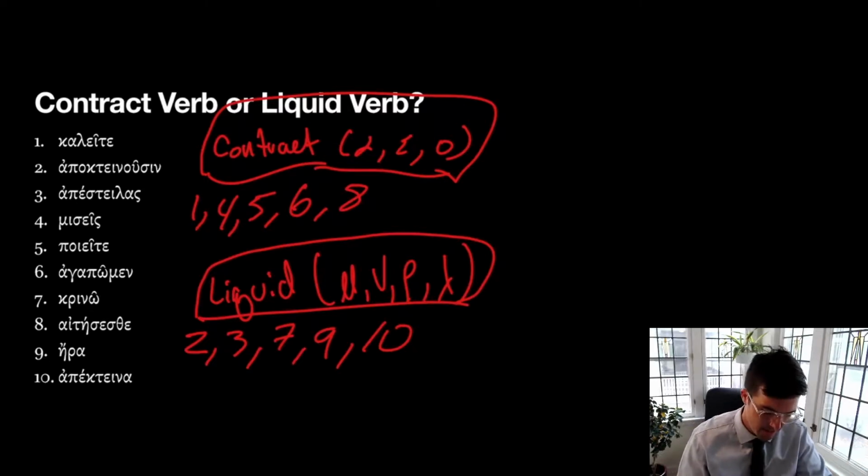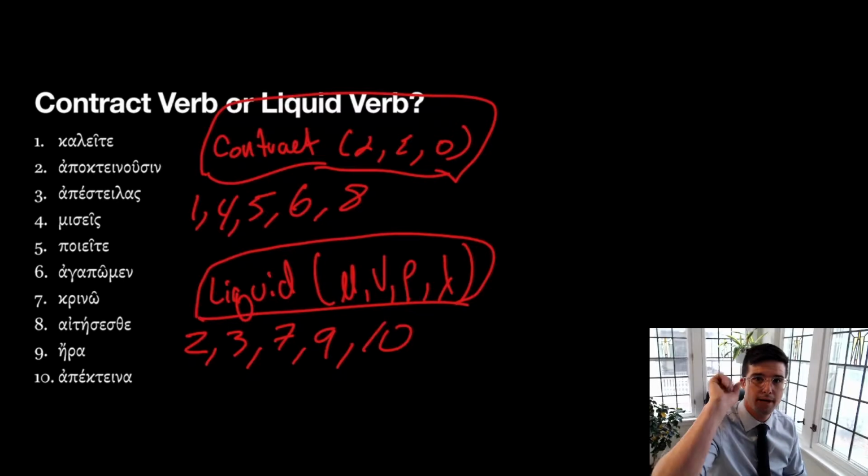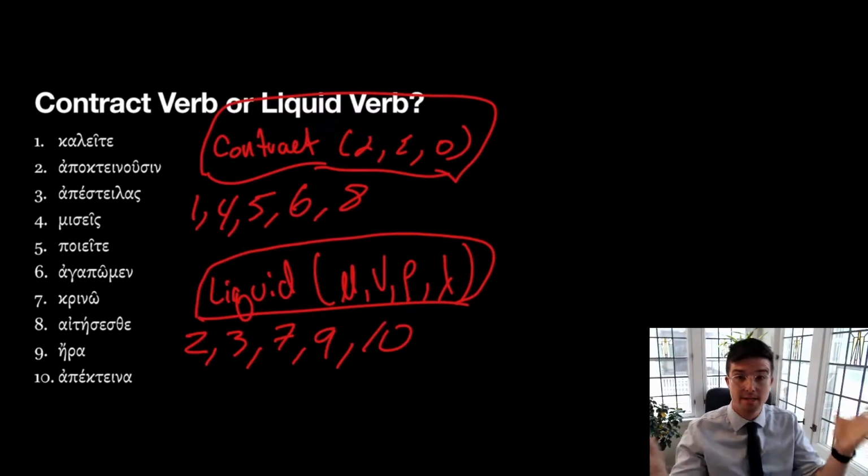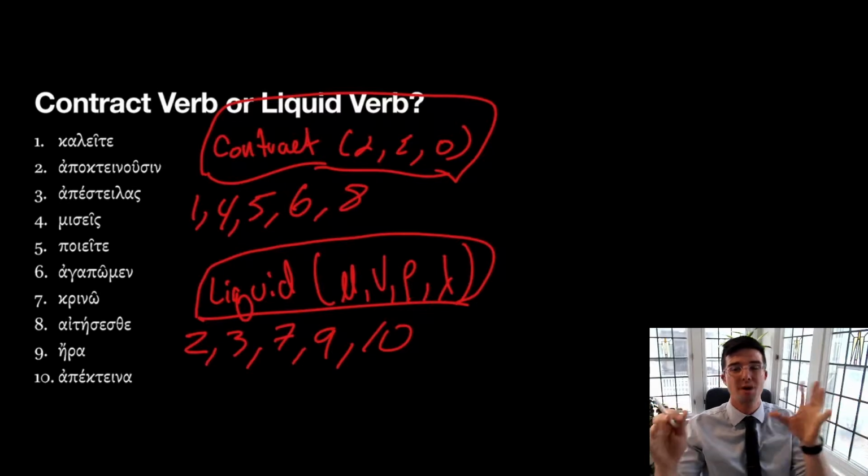All right, so this is what you should look like. Contract verbs are going to be numbers 1, 4, 5, 6, and 8. Liquid verbs are going to be 2, 3, 7, 9, or 10. If you got one or more of these right, let's go ahead and have a high five. 1, 2, 3. Boom. Way to go. So proud of you.